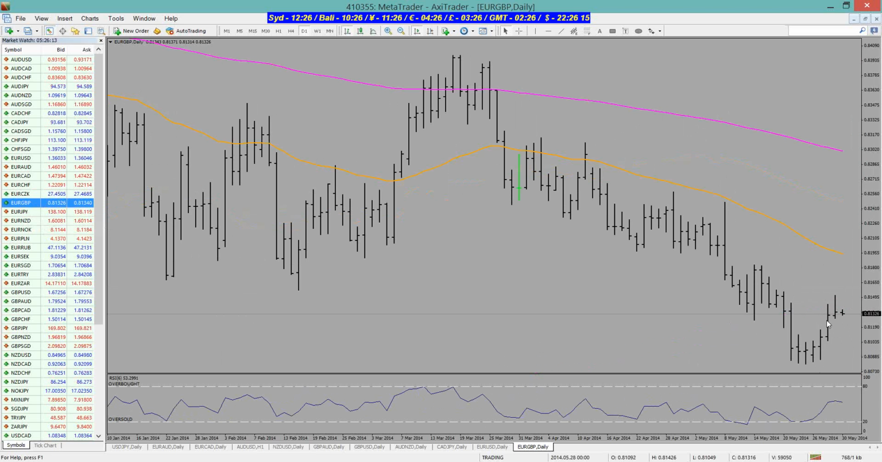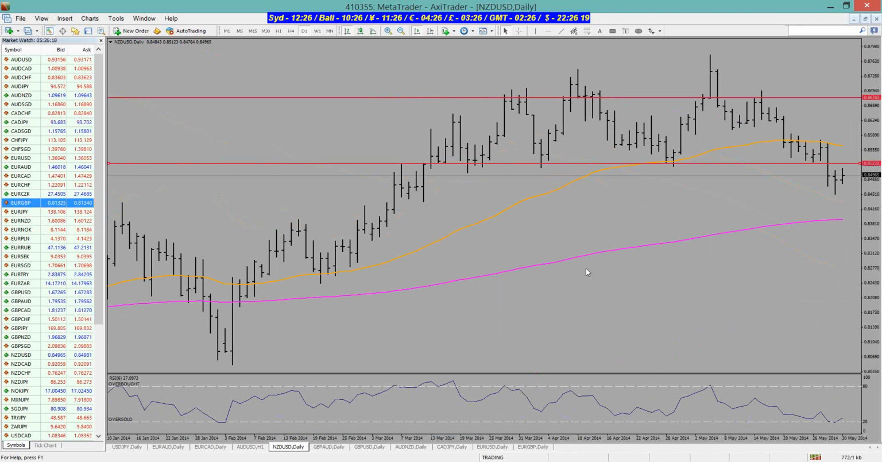Happy not to have taken the Kiwi yesterday. Your MACD worked well for you. Well, that's good. Although you wouldn't have got in anyway, so it's sort of a moot point.